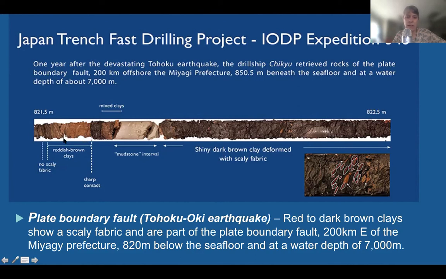What you're looking at here is the actual plate boundary, and you can see within this plate boundary you've got lots of shiny brown clay that's deformed, and it's this scaly fabric that allows the plate boundary fault to actually move the way it does. And so drilling through this provided information about what the rock material, the rock fabric was like, that can give you some estimate of how much pressure and how much you can actually deform that rock before it will rupture.